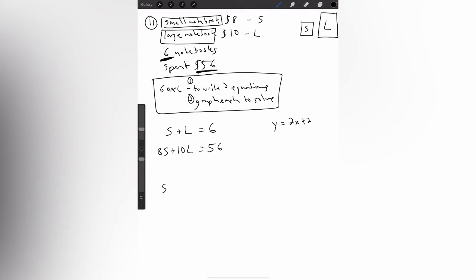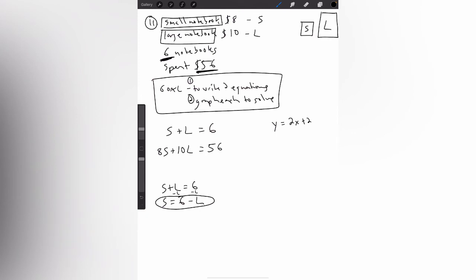So I'll start with s plus l is equal to 6. Let's just isolate the s. Okay, so I'll say s is equal to 6 minus l, because I subtract l, move it to that side, right? So I can have s is equal to 6 minus l.